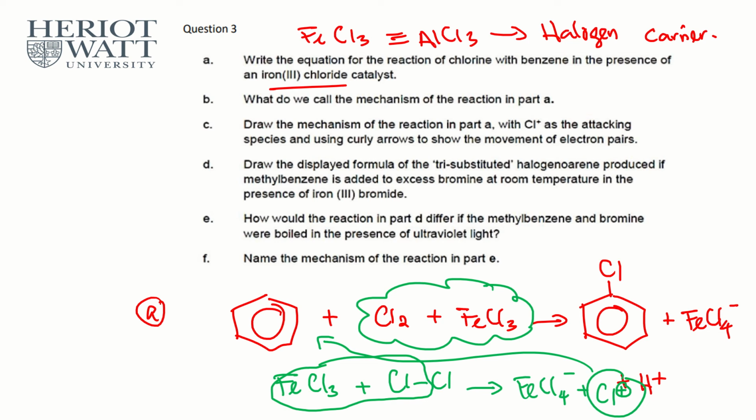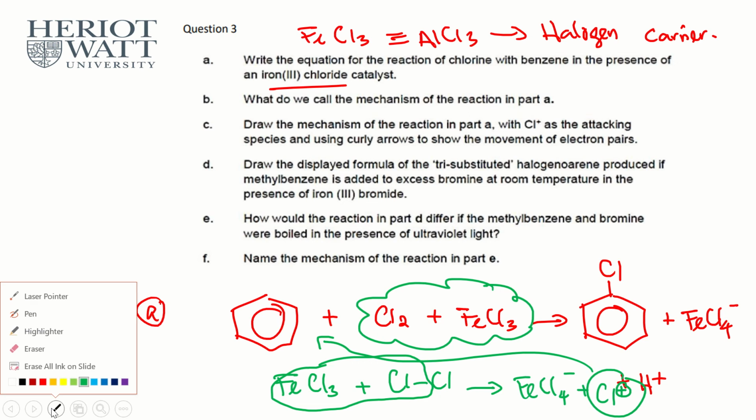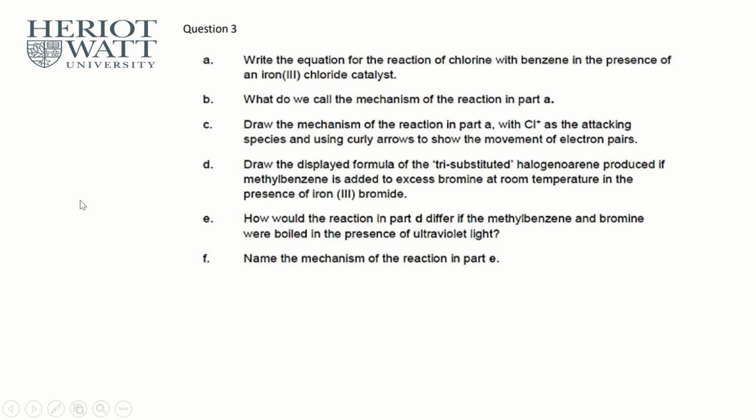Why do we need a stronger electrophile? Because the benzene ring is stabilized by its delocalized pi system. So that's why we need a halogen carrier in this case, right? So that is for part A. And look at B. What do we call the mechanism of the reaction in part A? Electrophilic substitution, guys. Electrophilic substitution, ES, just a short form. And for C, draw the mechanism of the reaction in part A with Cl positive as the attacking species. So you don't have to give the detailed things, you just start with this.